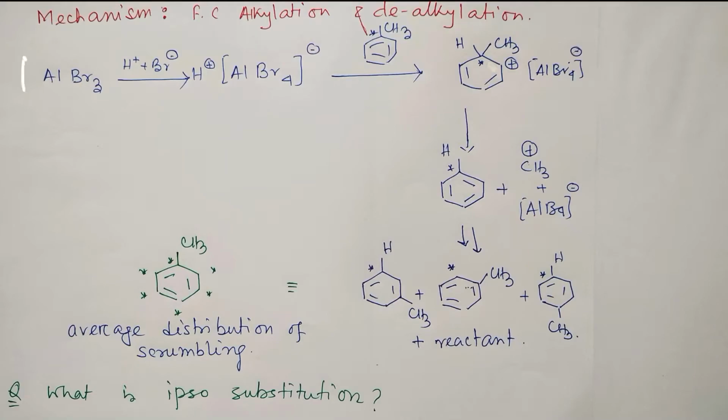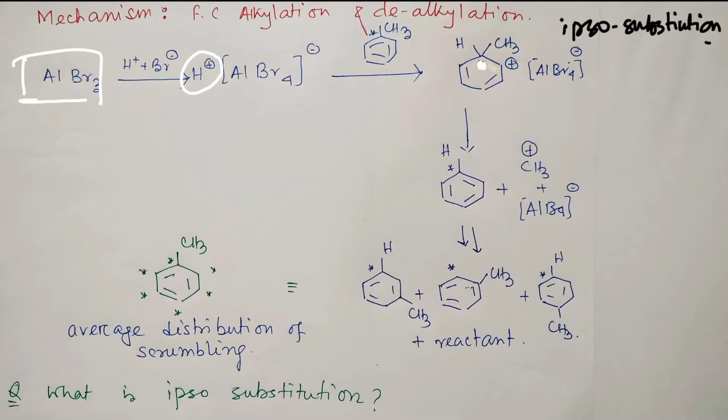See, this AlBr3, as I told, will coordinate to this Br minus and produce this H plus, and this H plus will react with toluene and be attached to the benzene nucleus carbon carrying the scrambling, meaning this one. This is actually called ipso substitution. I have already uploaded a lecture about this ipso substitution, you can visit.